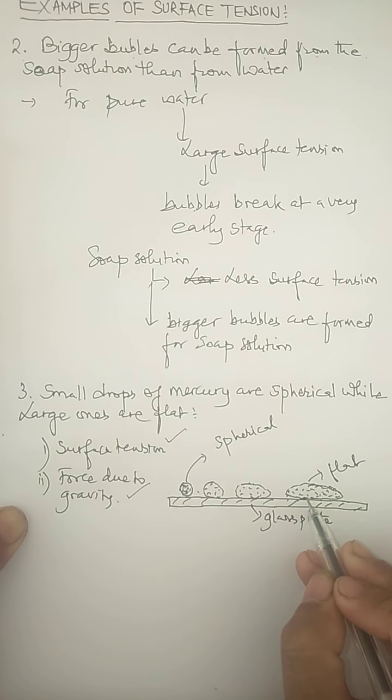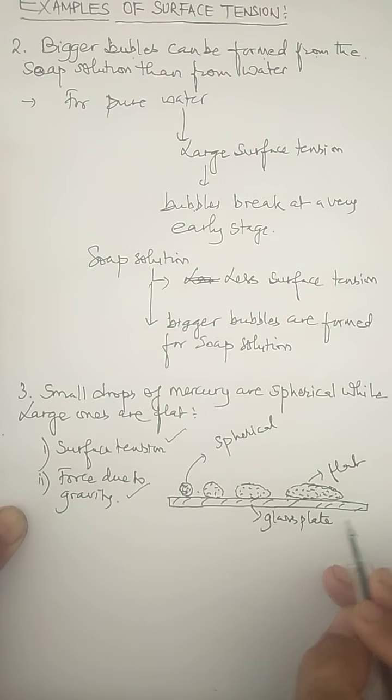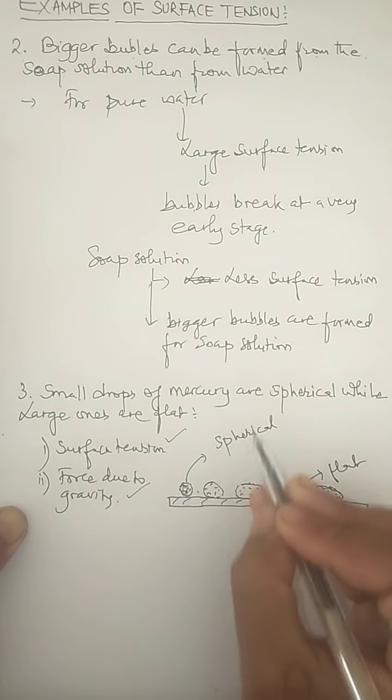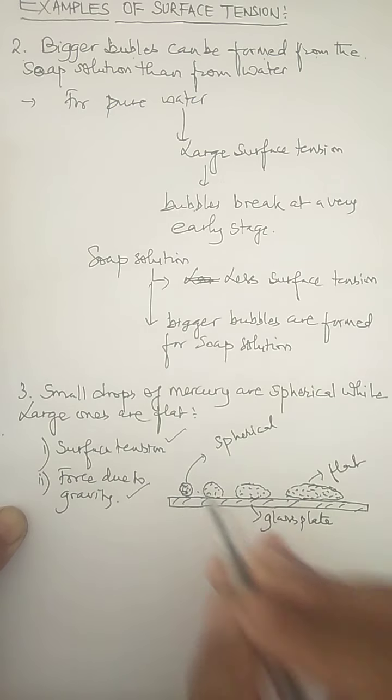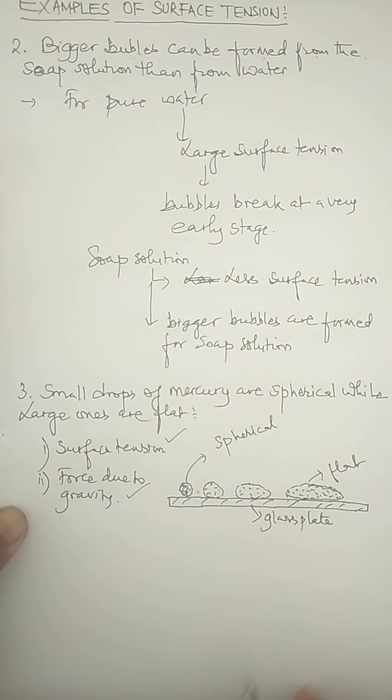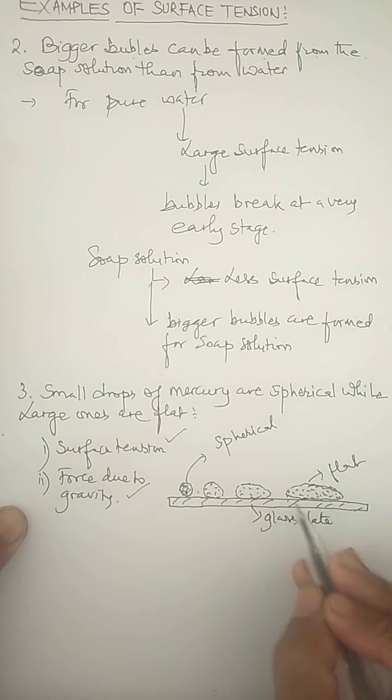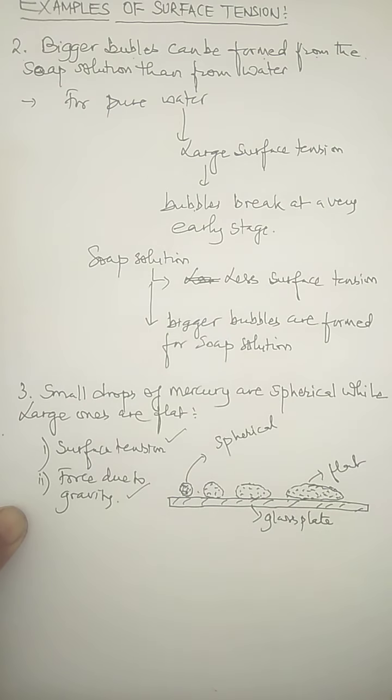It is the same mercury, but it becomes flat on the glass plate, whereas a small drop of mercury becomes spherical, because here surface tension is more appreciable, and only surface tension makes the small drop spherical. Whereas here surface tension also acts, but gravity plays an equally important role, so the potential energy will not become minimum in this case; it has an appreciable value, and that's why the shape becomes almost flattened. So these are the examples of surface tension. The formation of a small drop of mercury, which has a spherical shape, is mostly due to surface tension.